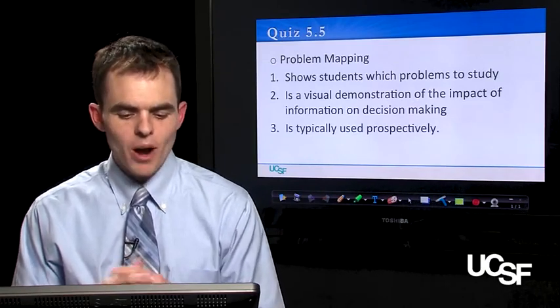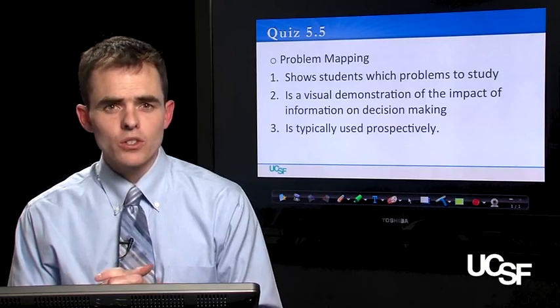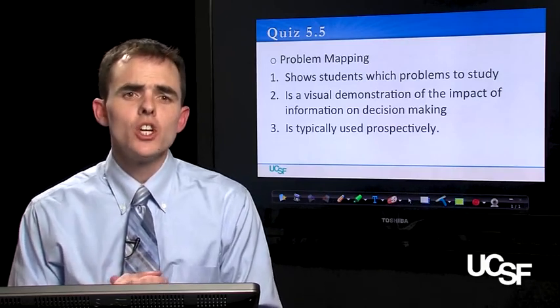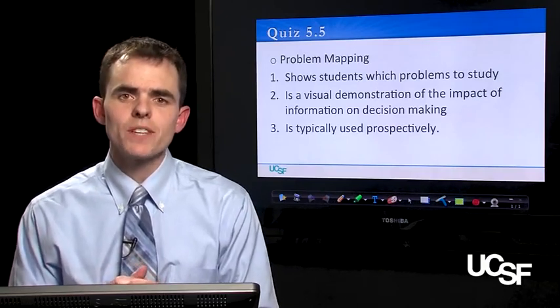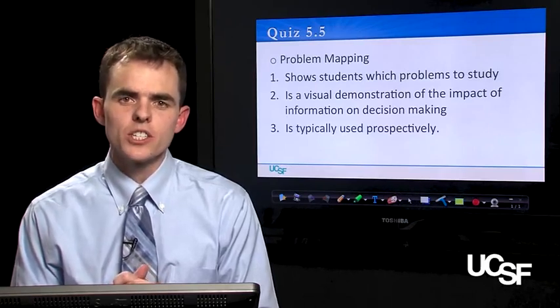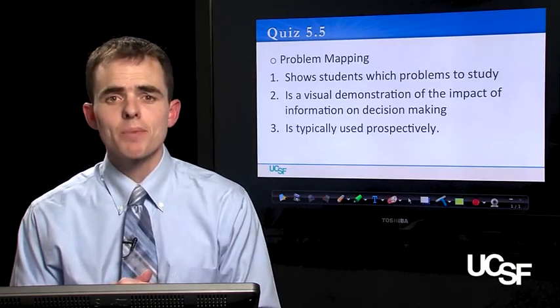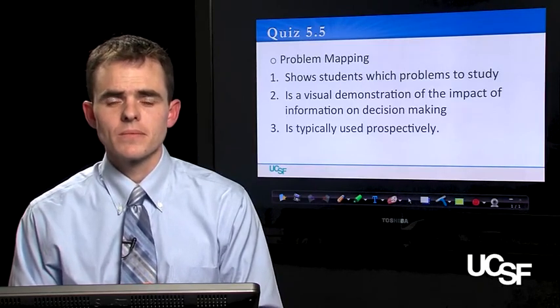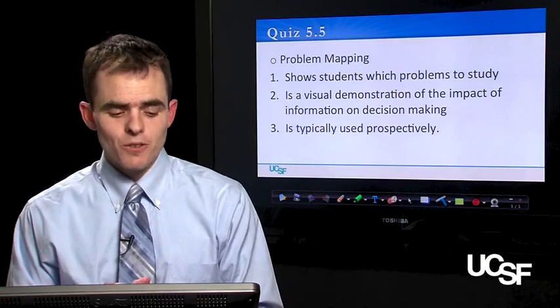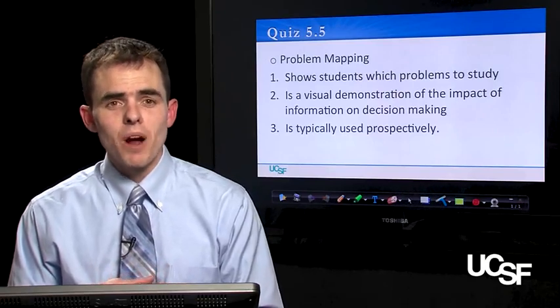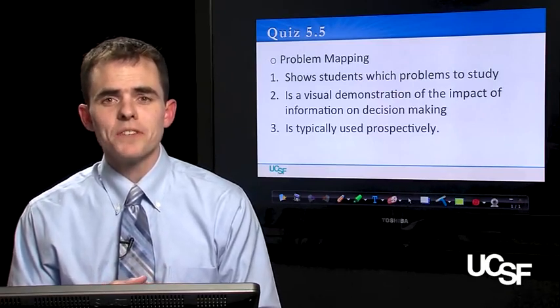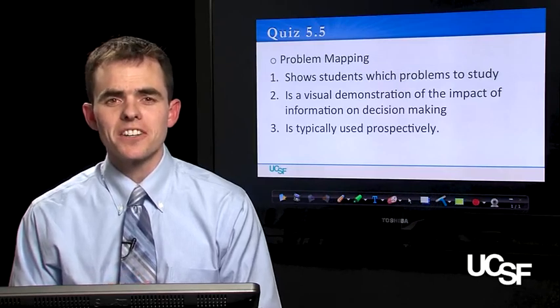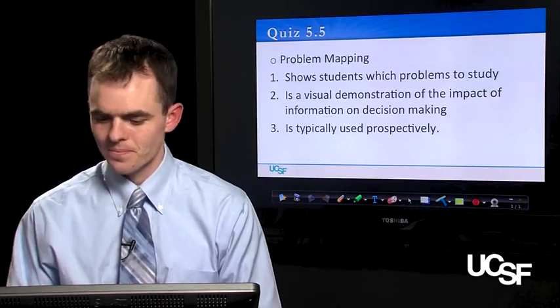5.5. The question is, problem mapping: 1, shows students which problems to study; 2, is a visual demonstration of the impact of information on decision making; or 3, is typically used prospectively. The correct answer, of course, is that problem mapping is a visual demonstration of the impact of information on clinical decision making.